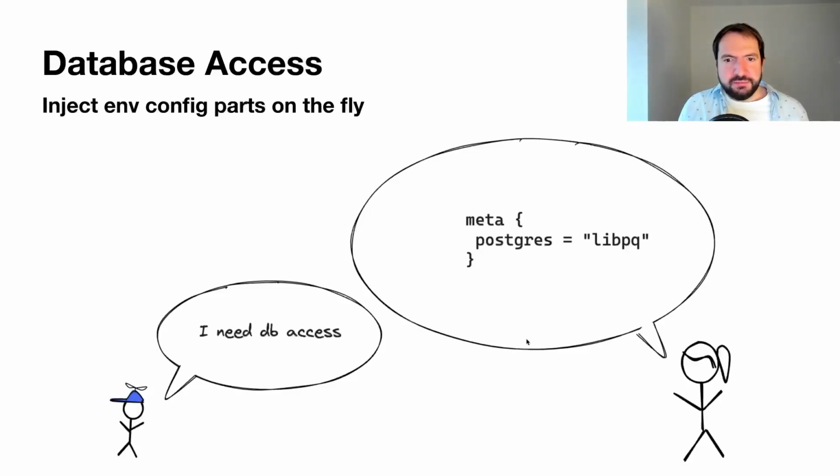So we just saw we were able to inject a complete database configuration, just by adding Postgres libpq, or in case we had a Spring Boot application, for example, we could just say Postgres equals Spring Boot. Great.